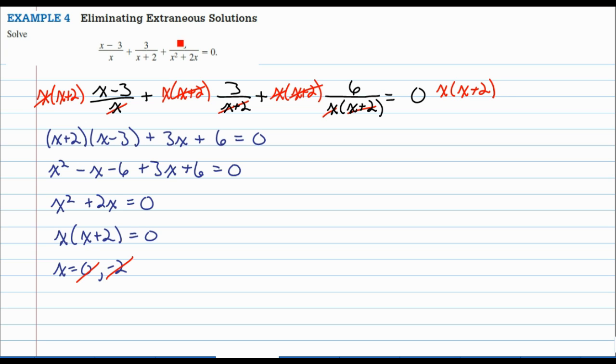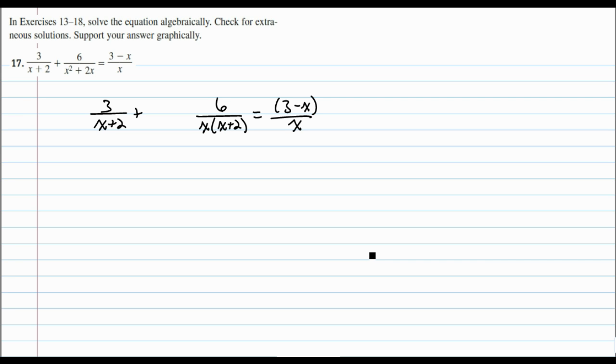So if I graph this left side, it will never actually cross the x-axis where y equals 0, what the right side of the equation would be. So I have all extraneous solutions, which means there is no real solution to this equation. The now try problem is number 17.